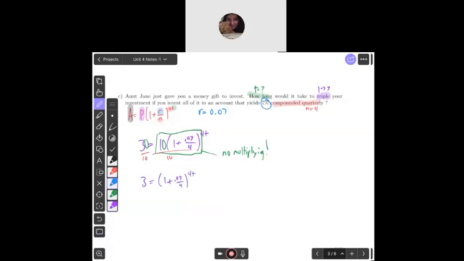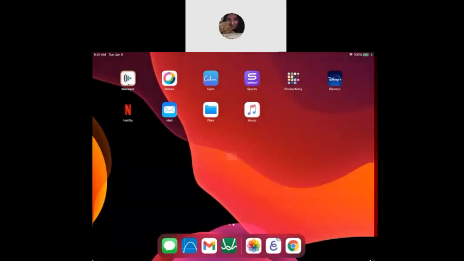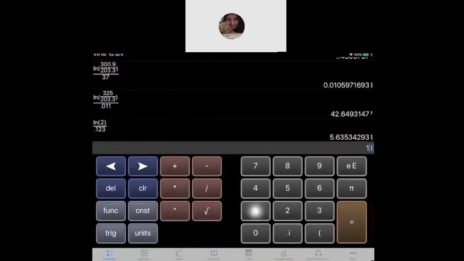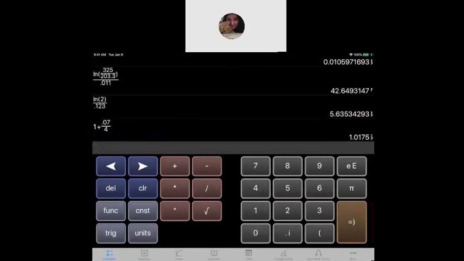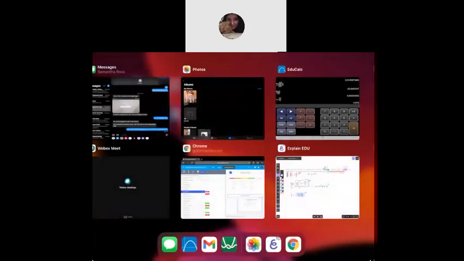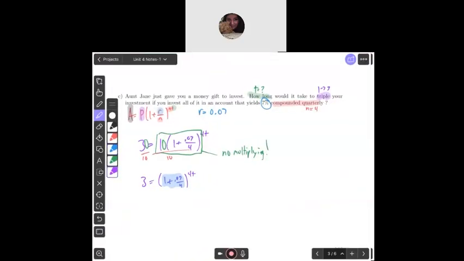The next thing you want to do is simplify this. Okay, so plug that in your calculator. So 1.0175. Go ahead and use that whole number. You do not want to abbreviate that or approximate that right now. Okay. Never round during the middle of the problem.